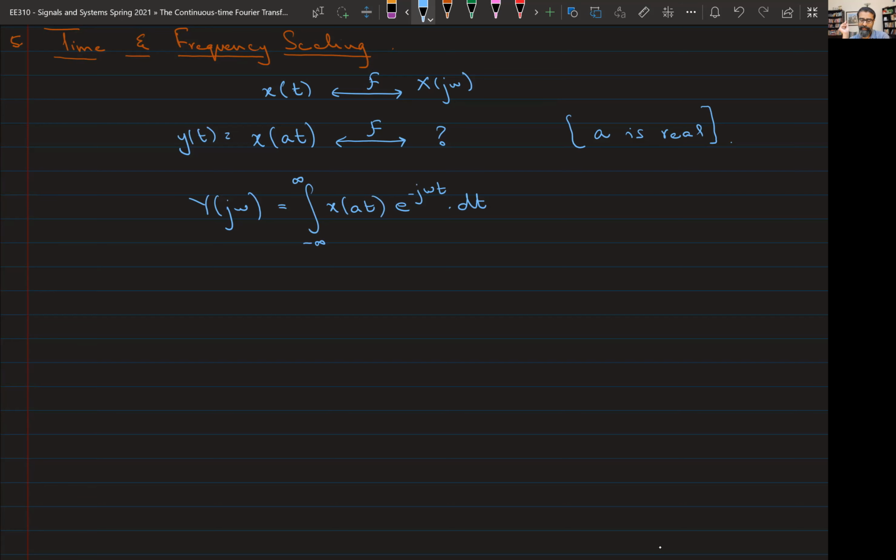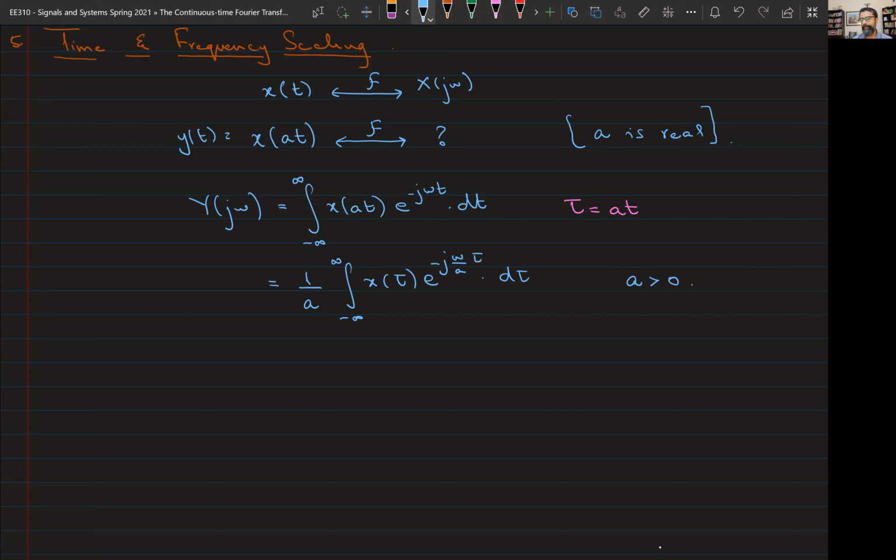So what do you think? In order for me to bring this to a regular Fourier transform relationship, what do I do next? How do I make this into tau? Make sure that when in doubt, always apply a change of variables. So I could just use the change of variables tau equals at, right? I may skip some steps here. So this is going to be equal to 1 upon A, integral from minus infinity to plus infinity, x of tau, e raised to power minus j omega by a tau, d tau, when a is greater than zero.